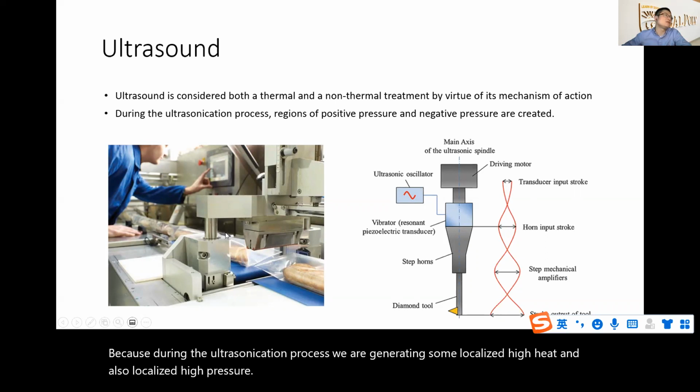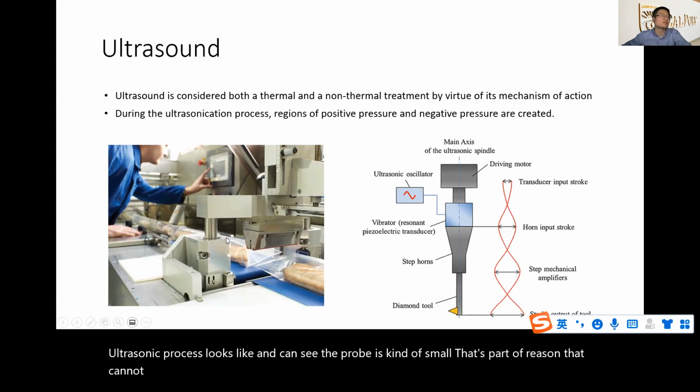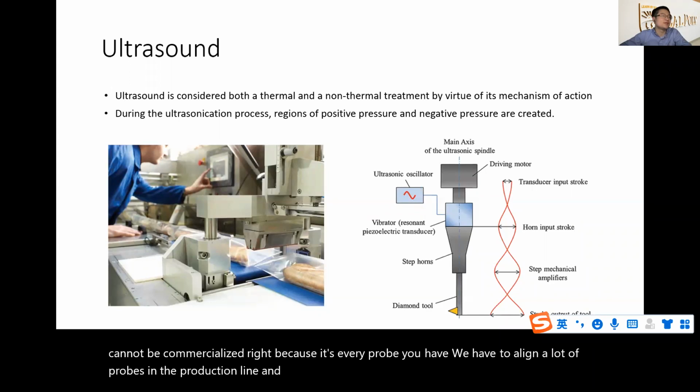And this is how the ultrasonic process looks like. And you can see the probe is kind of small. That's part of the reason it cannot be commercialized, right? Because for every probe, we have to align a lot of probes in the production line, and that costs a lot of money.